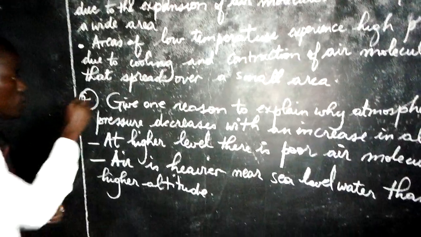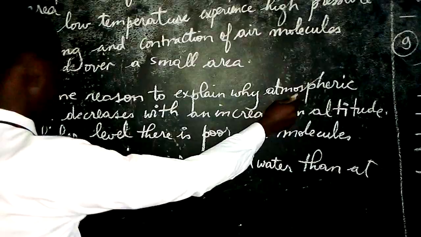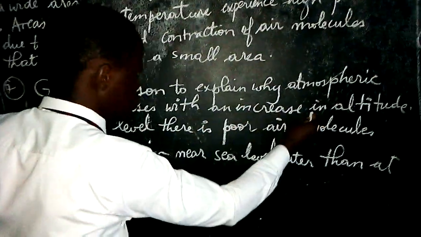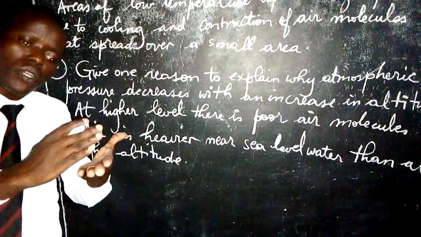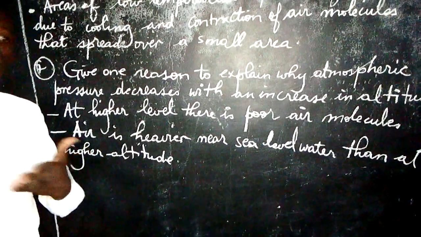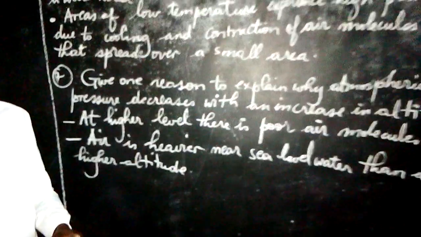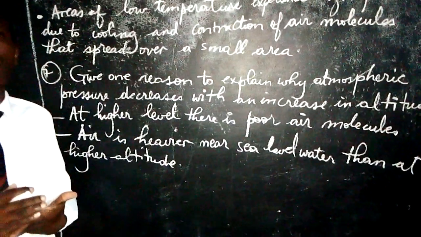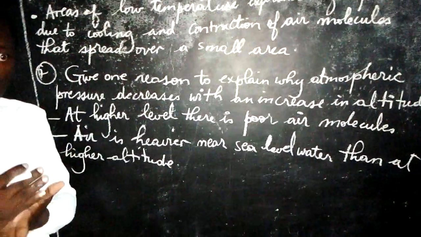Let's go to question 7. Give one reason to explain why atmospheric pressure decreases with an increase in altitude. Just like the area of high temperature experiences low pressure, while the area of low temperature experiences high pressure. But here we have an exception. Remember, the higher you go, the cooler it becomes. Or when you move upwards, the temperature starts decreasing.